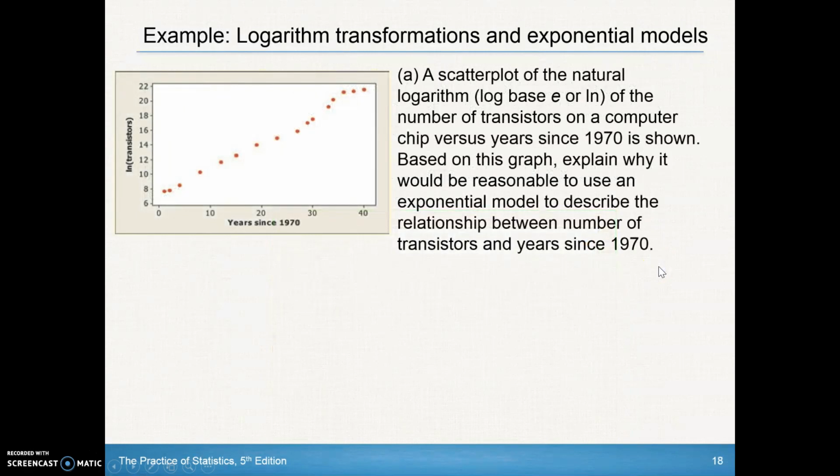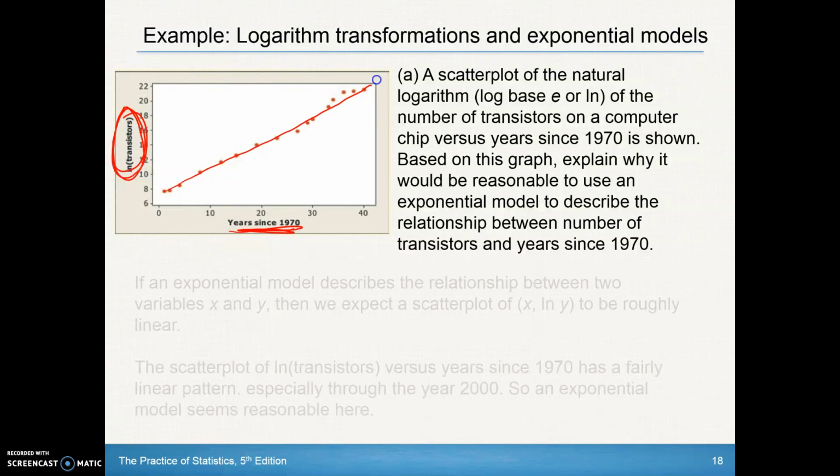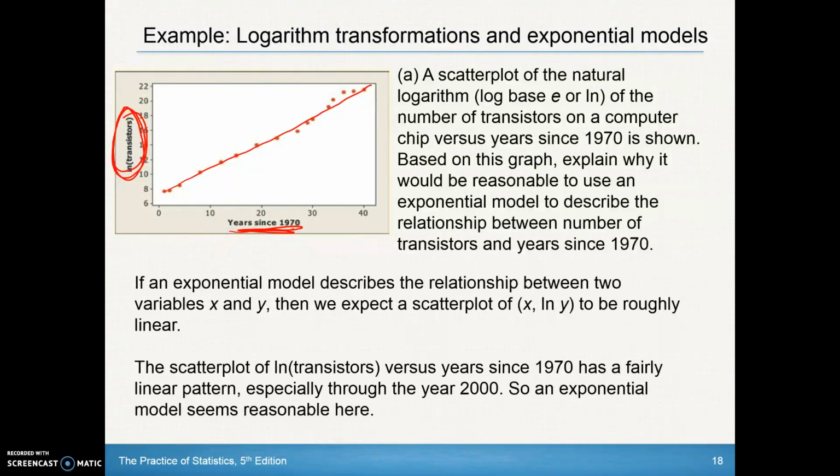So, a scatter plot of the natural logarithm of the number of transistors on a computer versus years since 1970 is shown. So you notice here we believe that that original data model was an exponential. So we just took the natural log of the y's. We did nothing with the x's. And we can see that the data really becomes quite linear. So if an exponential model describes the relationship between two variables, then we expect a scatter plot. What we should do again is leave the x's alone and take the log of the y's, because then it should linearize data. So if it's exponential, do nothing to the x's, log the y's.